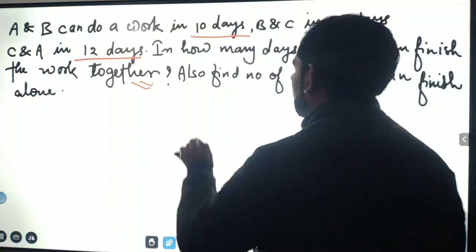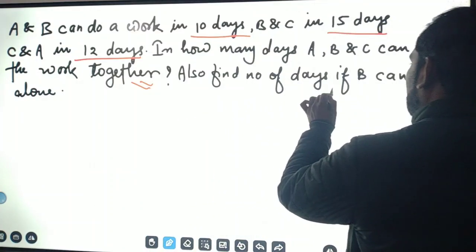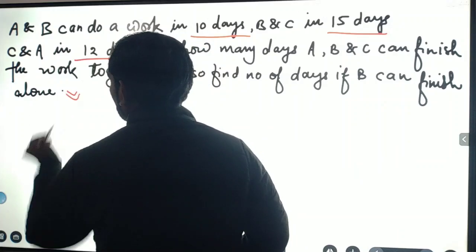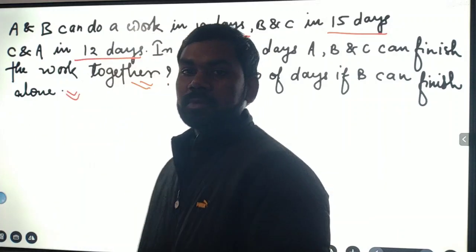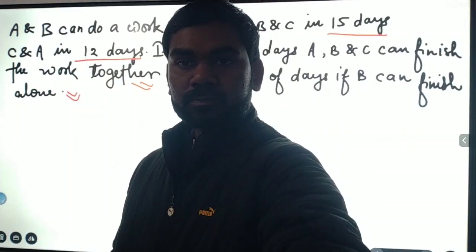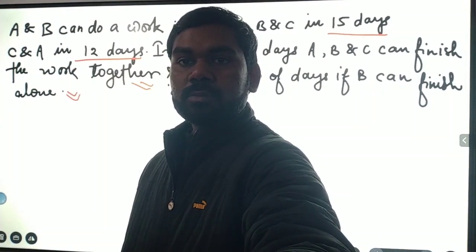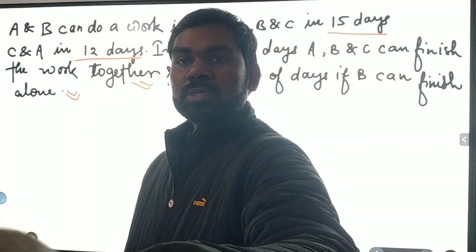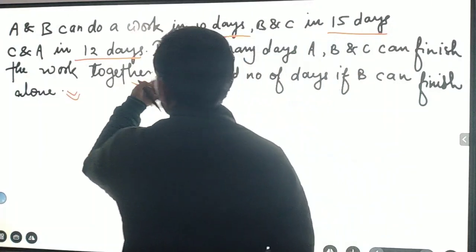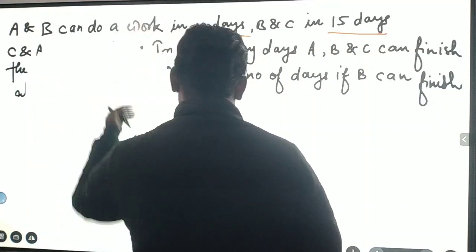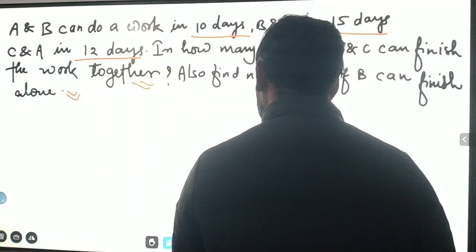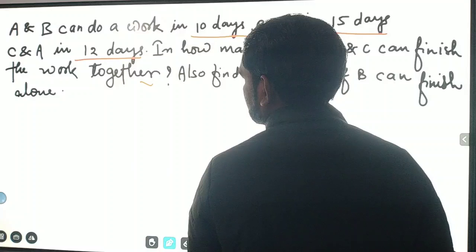And the second part of the question is to find the number of days if B works alone. What amount of time will be taken by B if B works alone? So this is the question. Now let's see how we solve it. I hope the question is clear. So let's start.